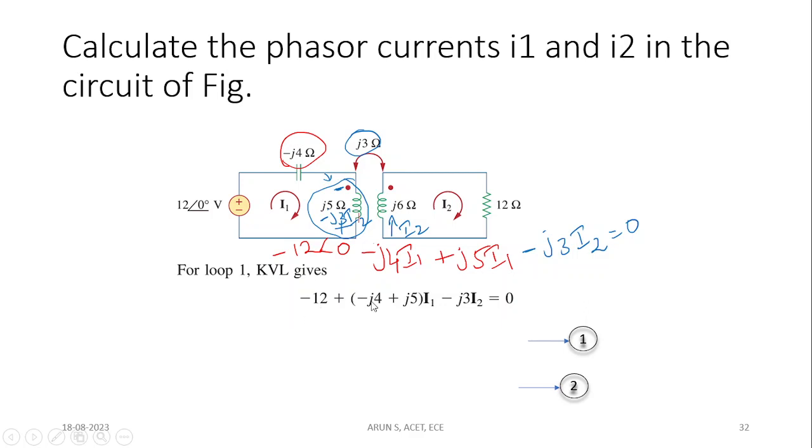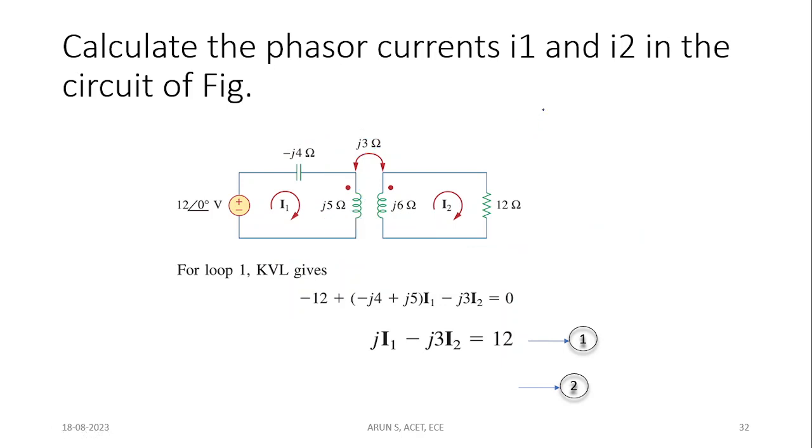Okay, minus 12 plus minus J4 I1 plus J5 I1 minus J3 I2 equal to 0. The same equation we got. So I am rearranging the equation. I got J I1 minus J3 I2 equal to 12. That is considered as equation number 1. So next I need to write equation number 2.